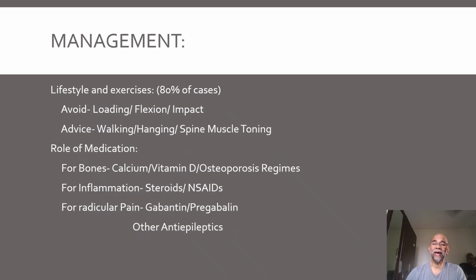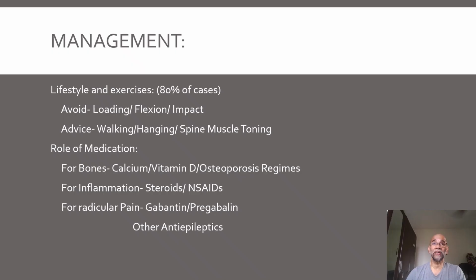80% of low backache can be managed by lifestyle and exercises. I generally tell my patients to avoid loading the spine, flexion of the spine, and avoiding impact. Any weight that you take, the load is transmitted down the spine. Discs tend to get compressed more. Ligamentous laxity results in abnormal movements. So loading should be avoided as much as possible.